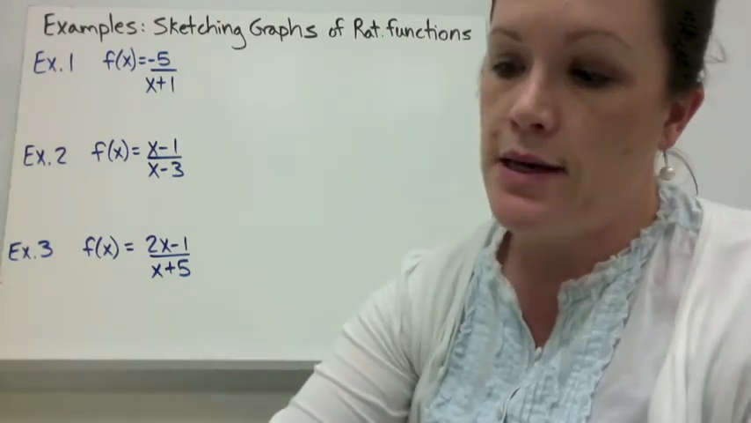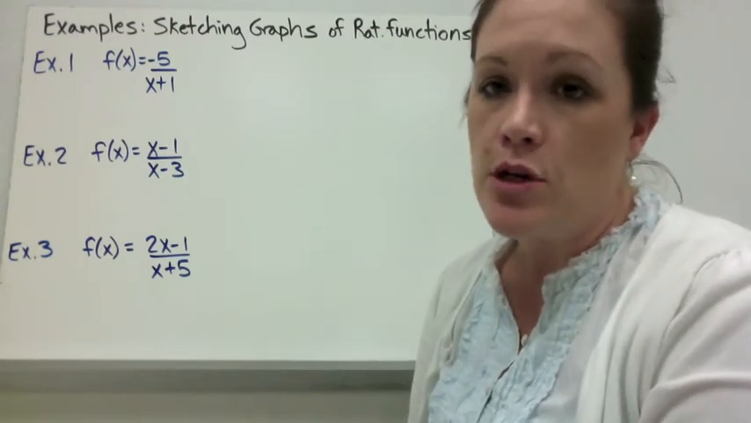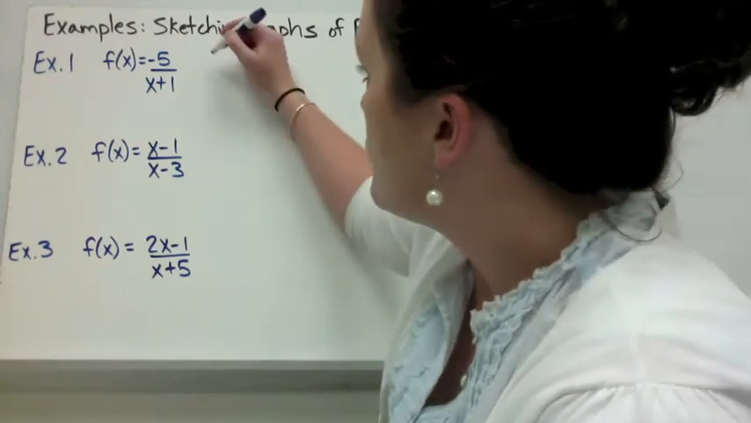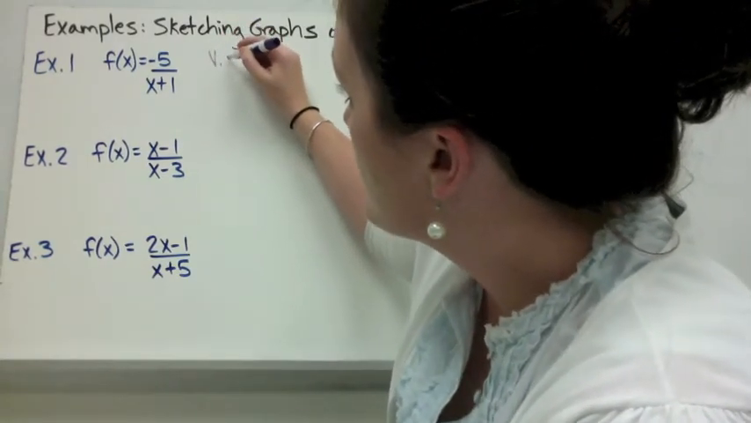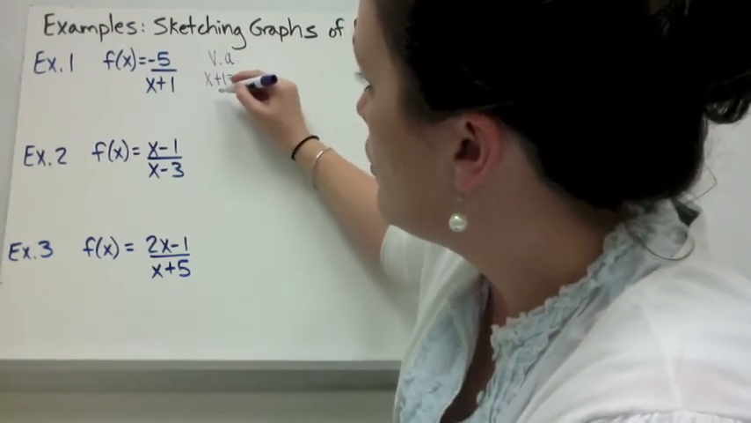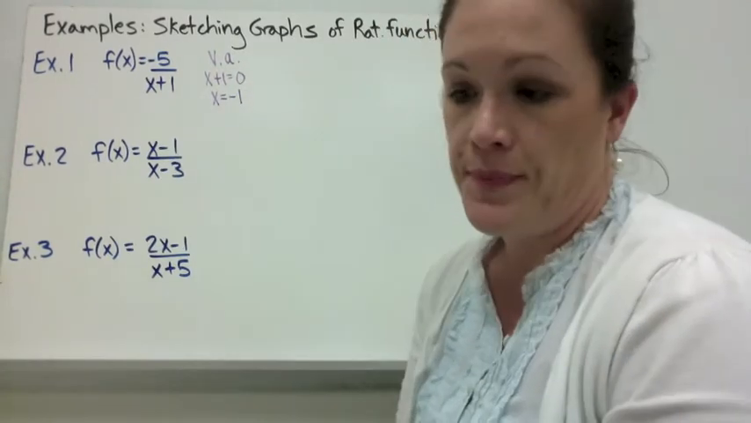So looking at example 1, let's first find the vertical and the horizontal asymptotes like we did on the last few examples, and then we'll sketch the graph. So for the vertical asymptote, set the denominator equal to 0. So if x plus 1 equals 0, our vertical asymptote will be at x equals -1.